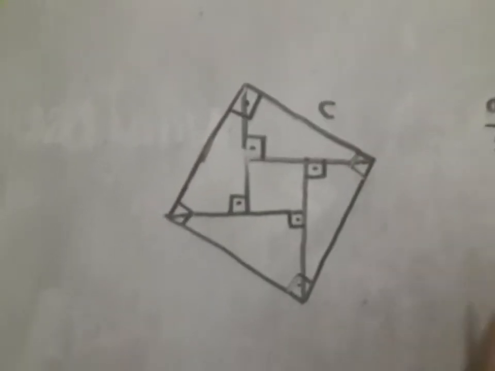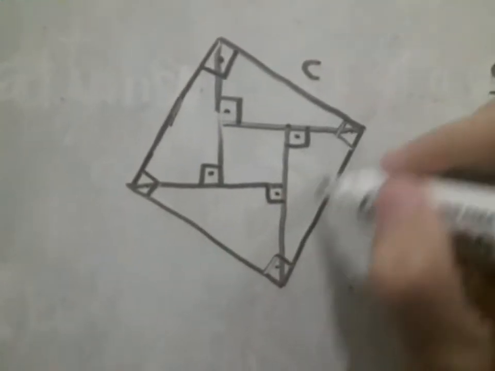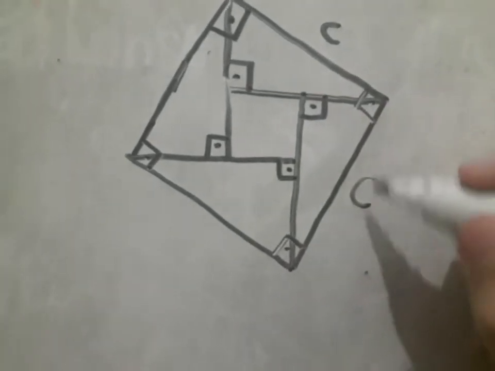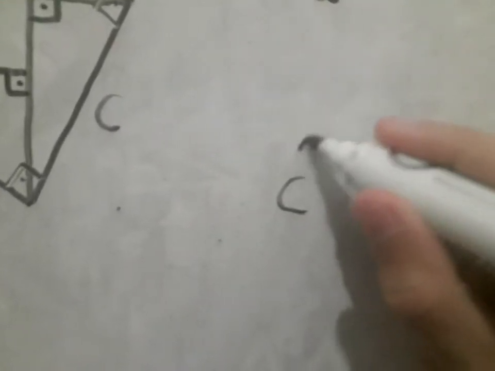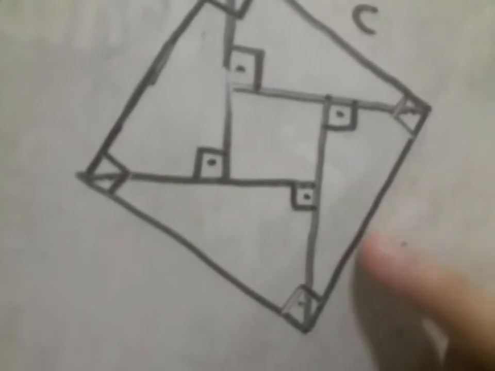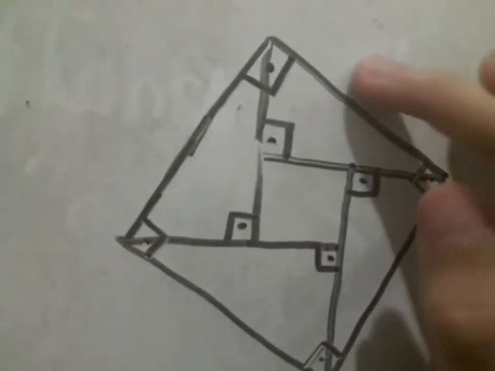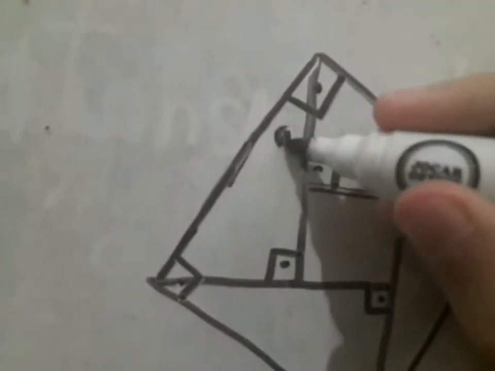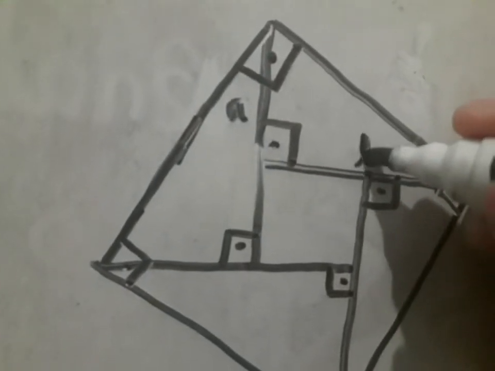Here we have them, and let's make our equations. What is the area of this bigger square? Well, that's gonna be c squared because all sides are c and all the angles are 90. So c squared equals something. Now let's work the area using terms of a and b. We know that this smaller side is a and this bigger side is b, and that's true for all these triangles.